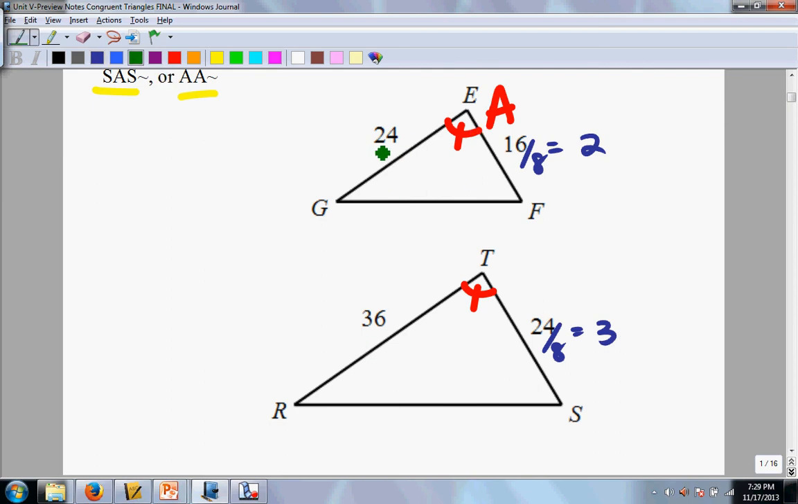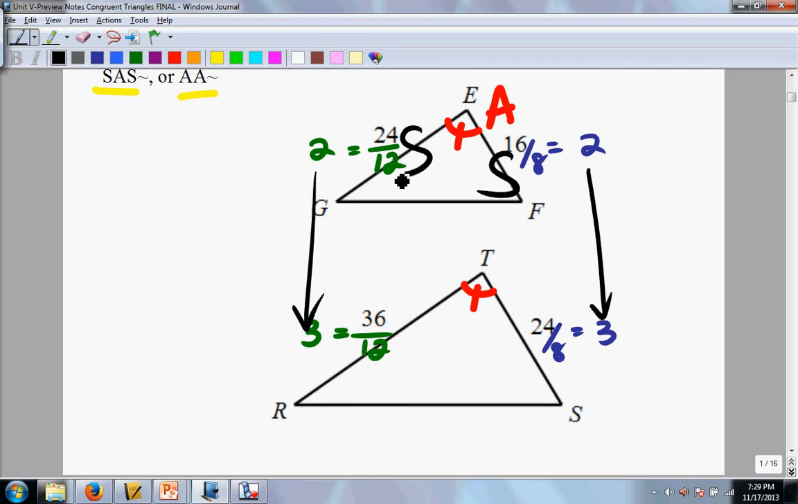Over here we have 24 and 36. Both of those are divisible by 12. If we divide this by 12, we get 2. Divide this by 12, we get 3. A 2 to 3 ratio. Notice the ratios are the same. So if these ratios are the same, we put an S for the side ratios being equal and another S. So we see that these triangles are similar by side angle side similarity.